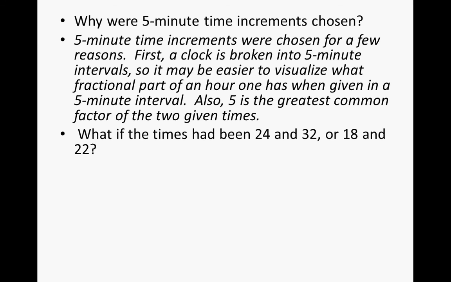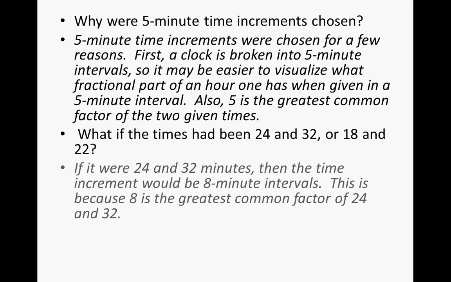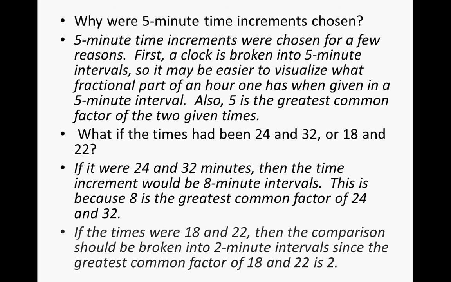What if the times had been 24 and 32 or 18 and 22? Well, if it were 24 and 32, then the time increments could be 8-minute intervals. This is because 8 is the greatest common factor of 24 and 32. If the times were 18 and 22, then the comparison should be broken up into 2-minute intervals, since the greatest common factor of 18 and 22 is 2.